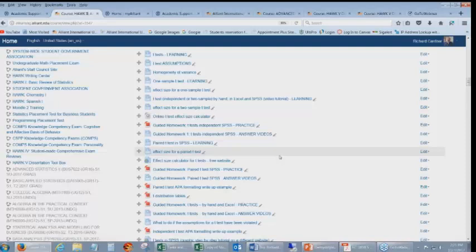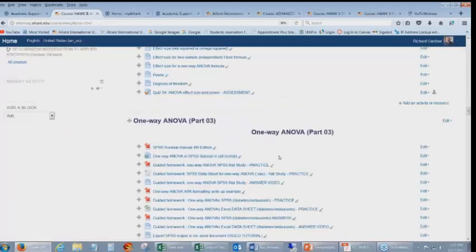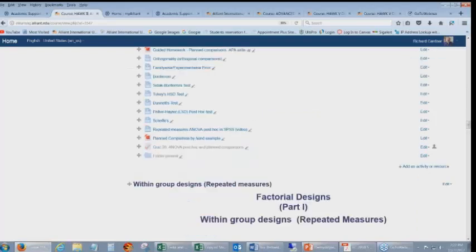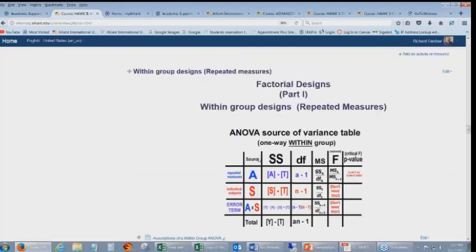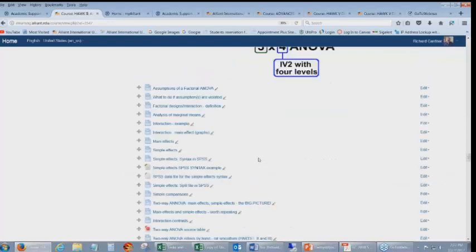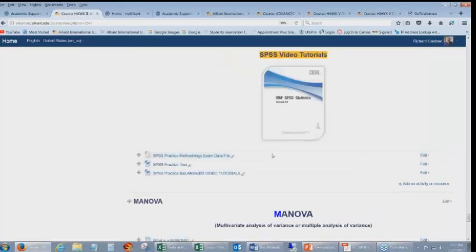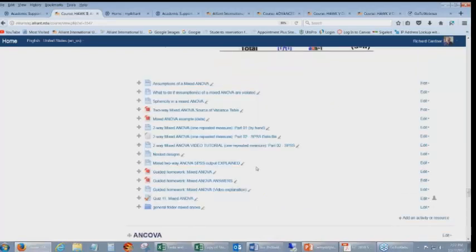And then one-way ANOVAs, plan comparisons, anybody still uses those, postdoc tests, within-group ANOVAs, factorial ANOVAs, more factorial ANOVAs, mixed ANOVA, everybody's worst nightmare, and then your ANCOVAs and MANCOVAs. So, and again, the SPSS video tutorials, they're all over the place in here, okay? There must be 50 of them in this one hawk.